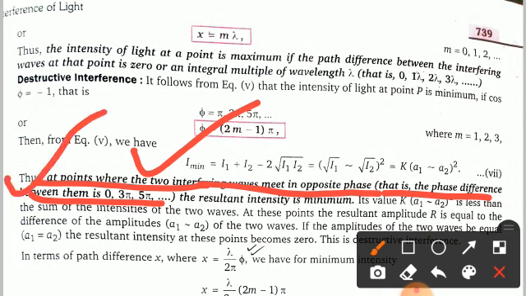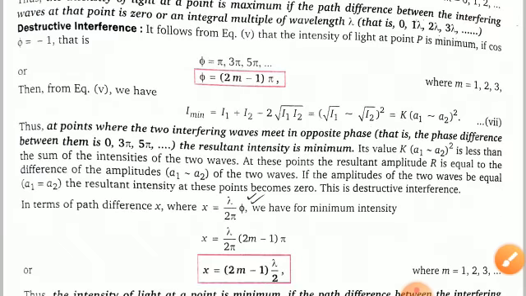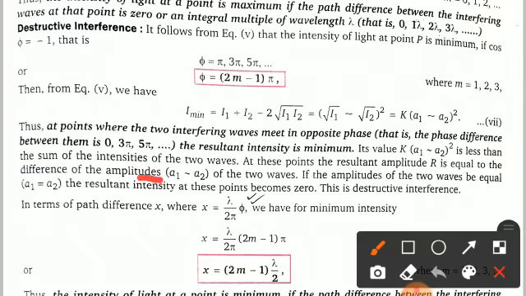So, you have to know very well, or remember, where the intensity is minimum and when the intensity is maximum. Its value, k of A1 minus A2, is less than the sum of the intensity of the two waves. At these points, the resultant amplitude R is equal to the difference of the amplitudes, which is A1 minus A2 of the two waves.